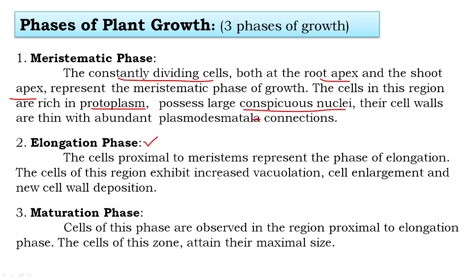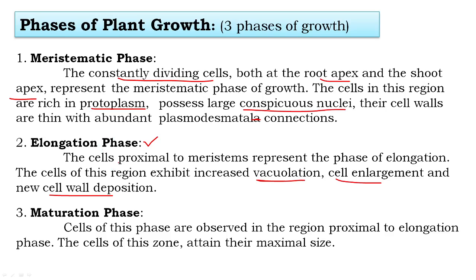So in the elongation phase, the cells of the elongation phase show vacuole enlargement. About 90% of the internal volume is covered by vacuole, 80 to 90% occupied by the vacuole. So when the vacuole increases, the plant cell's size increases, resulting in cell enlargement, right, as well as there is formation of new cell wall, or cell wall deposition.